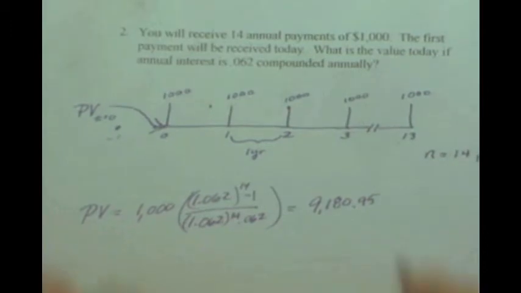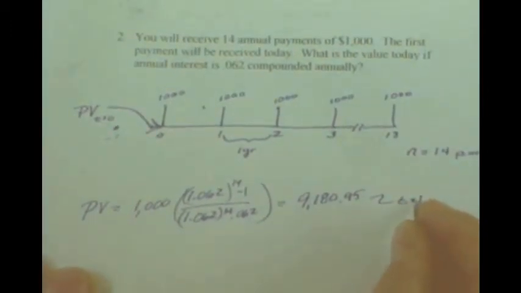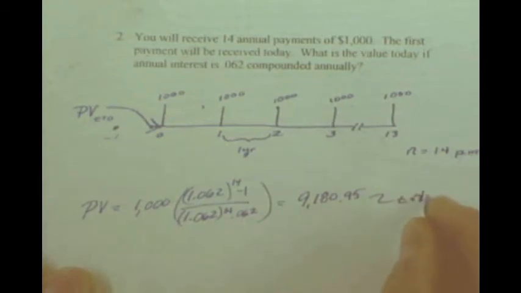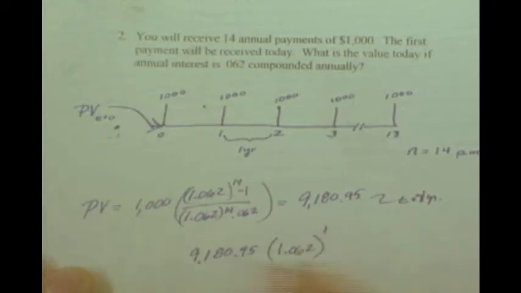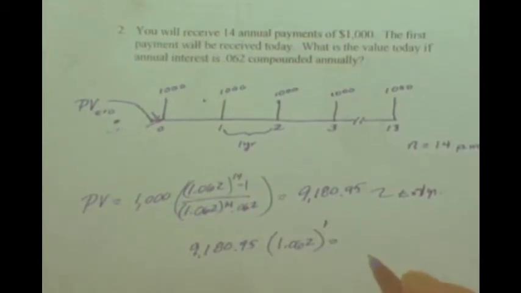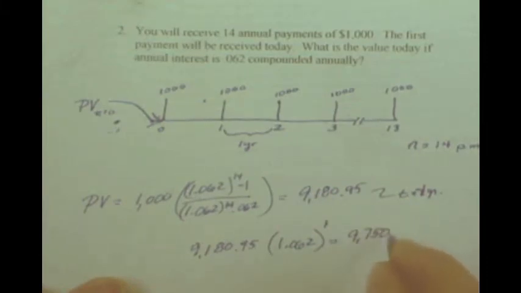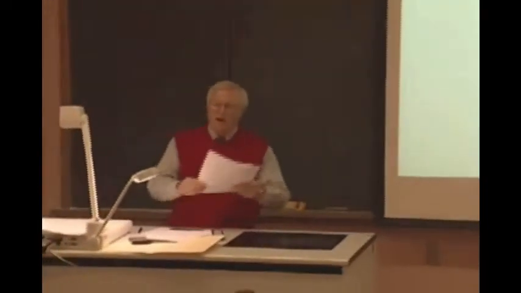And so we're at minus 1 year. So if we take the 9,180 and use our building block equation, we can move it 1 year forward in time to time 0 where we want it to be, and it grows to $9,750.16. Again, you have all of these answers.